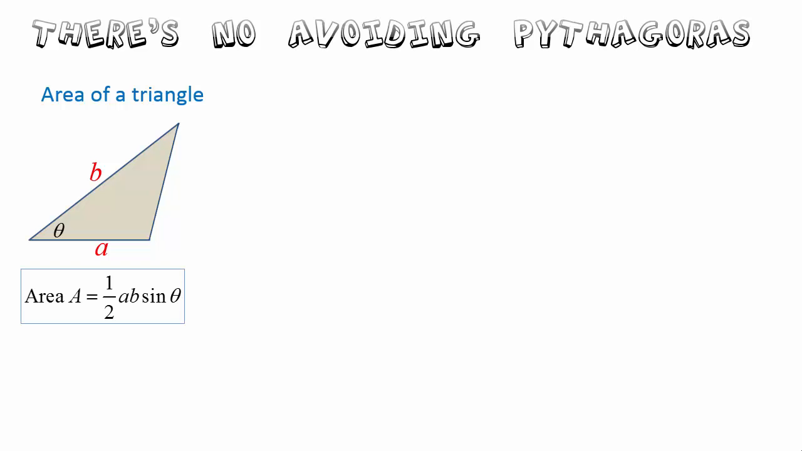The area of a triangle. I'm sure you know that the area of a triangle is a half times its base times its vertical height. But what about if you only have two sides and an angle between them and you do not know the vertical height? There is a formula that gives you the area. There it is. They're the two sides and the angle between them. And the formula for the area A of the triangle is given by a half AB sine theta.